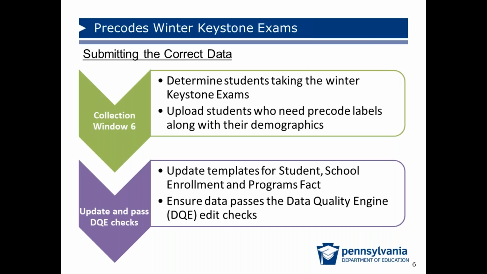The second option is LEAs can choose to upload students who are taking the winter, spring, and summer Keystones all at one time. Some LEAs have told us this saves them time in the long run, so this is an option. But if you choose this option, please note that field 214 is used for winter Keystone exams, 215 for spring, and 216 for the summer precodes. And all of these fields are only used for the purposes of precode labels. We don't use these fields for accountability, which are internal snapshots in April and May.